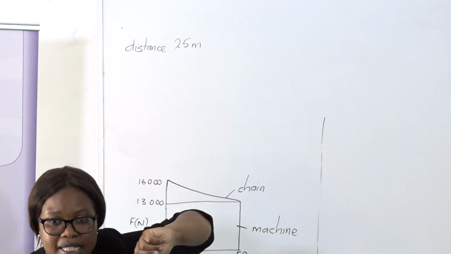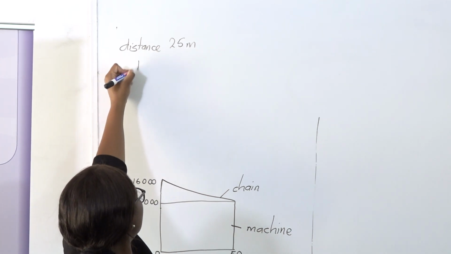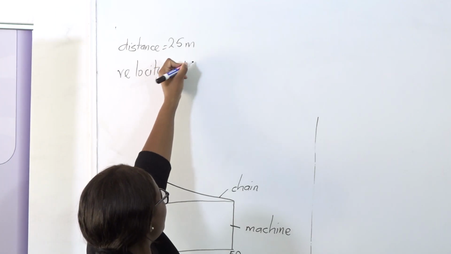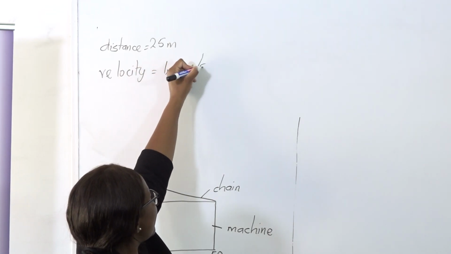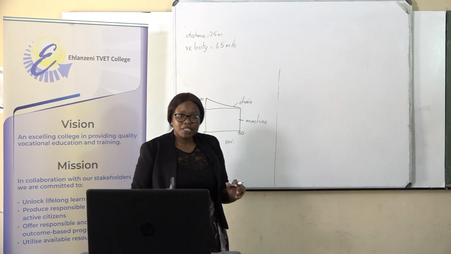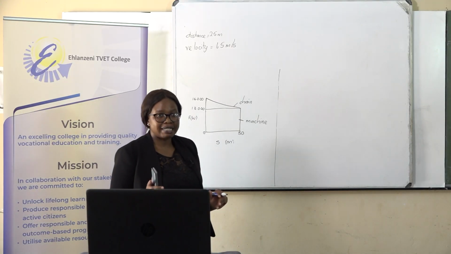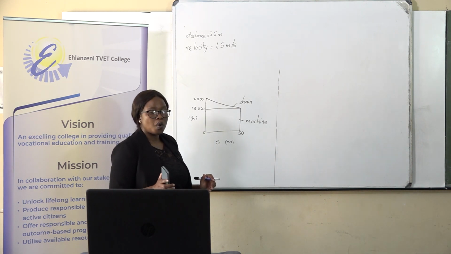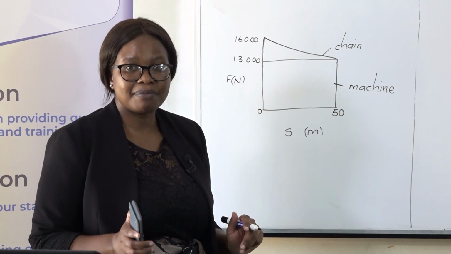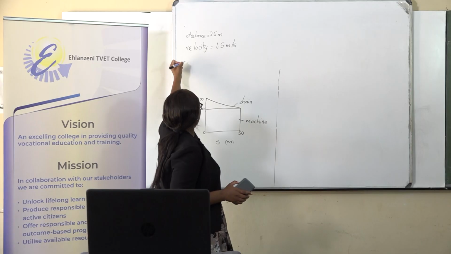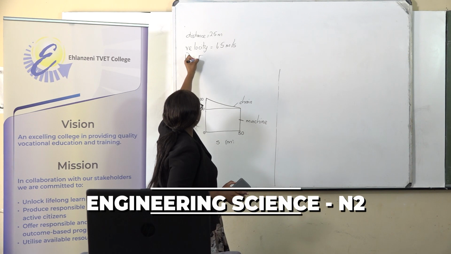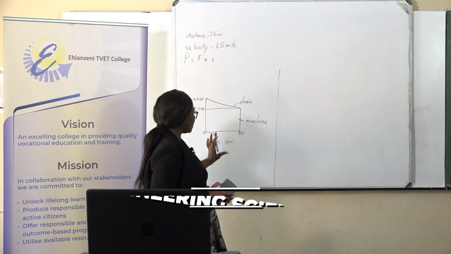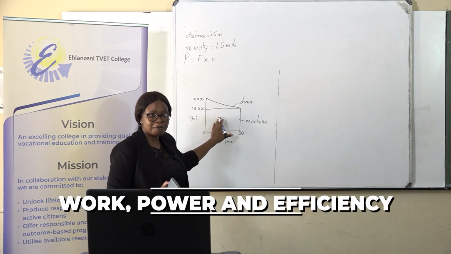And our velocity, which is 1,5 meters per second. Now, we want to refer to our force distance graph, because for us to calculate the power, we say that power is equal to force times velocity. So here, this is the information that we have. Power is equal to force times velocity. Let's look at our graph of force distance.